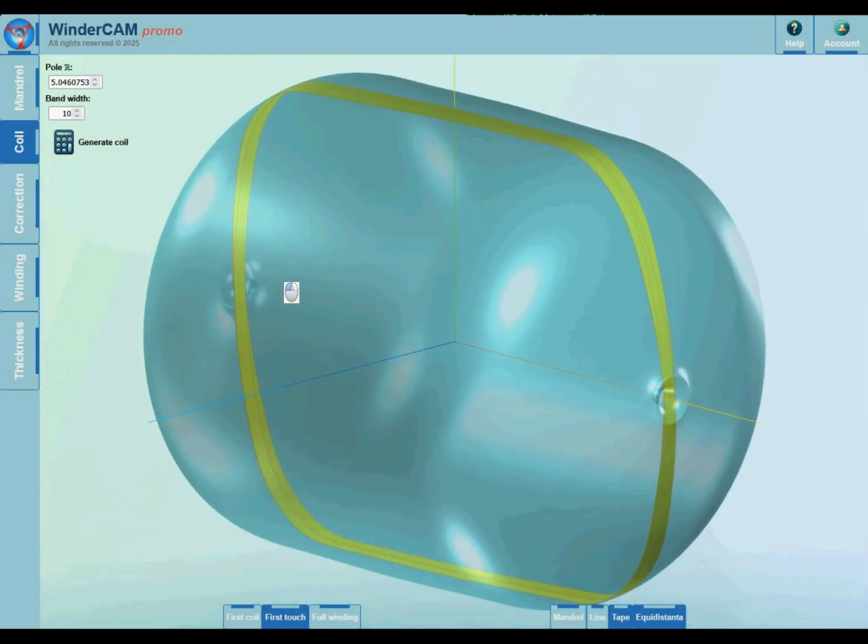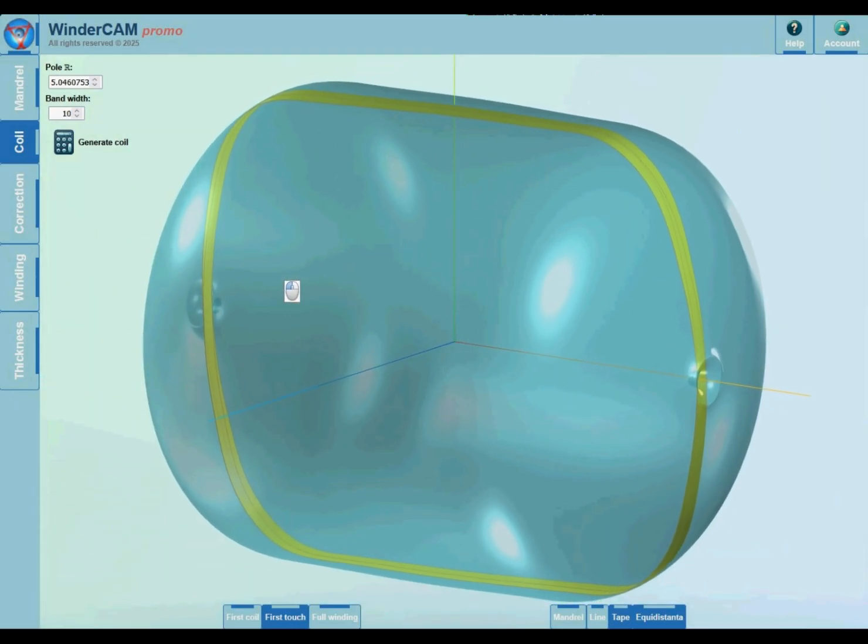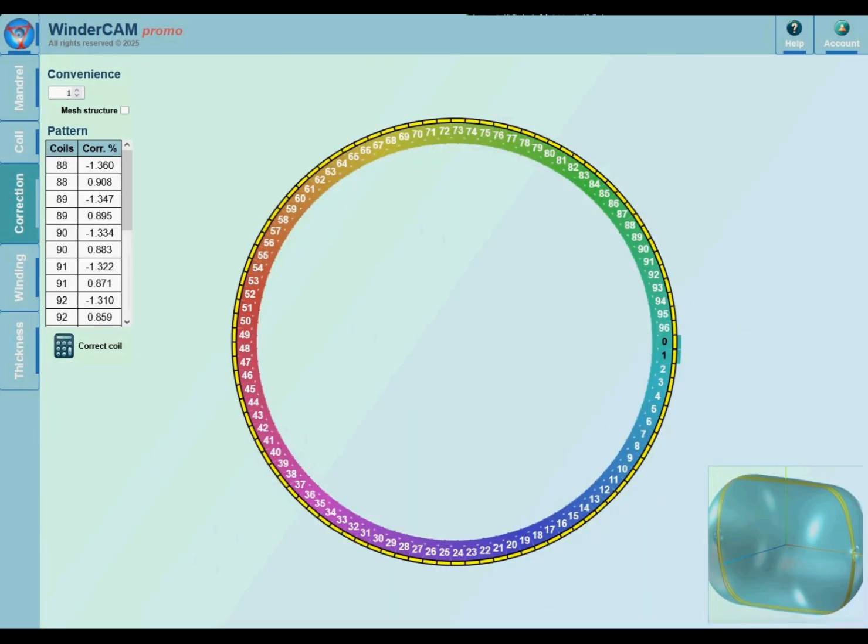Step 3 is the preliminary winding path calculation. WinderCAM computes the geodesic path based on the mandrel geometry. You can see the winding curve on the 3D model. This initial approximation doesn't ensure complete band coverage across the entire shell surface. So we need to refine the paths.